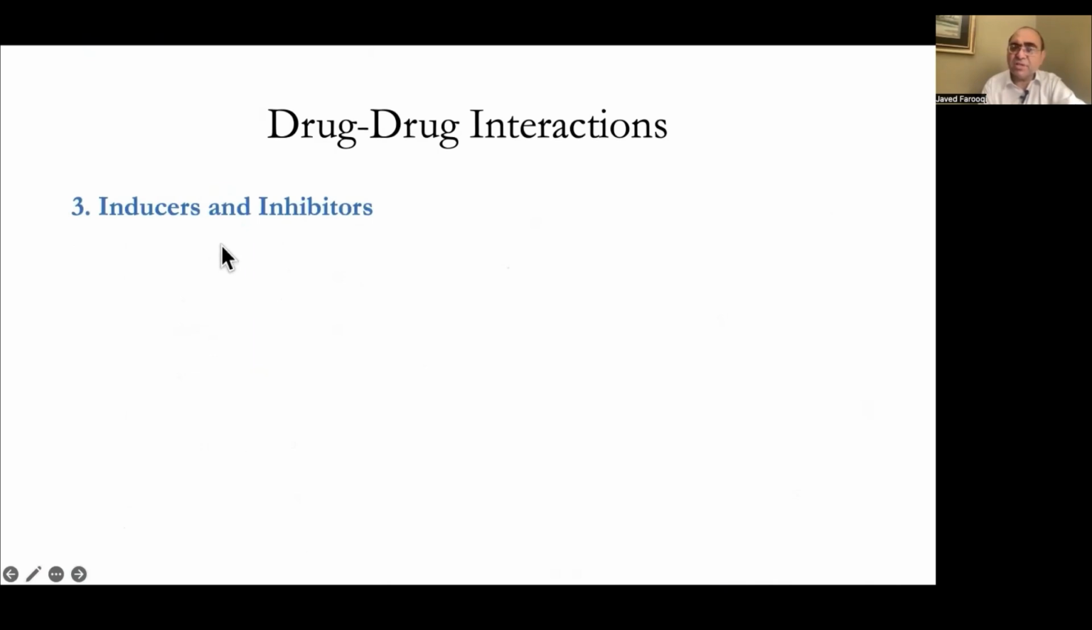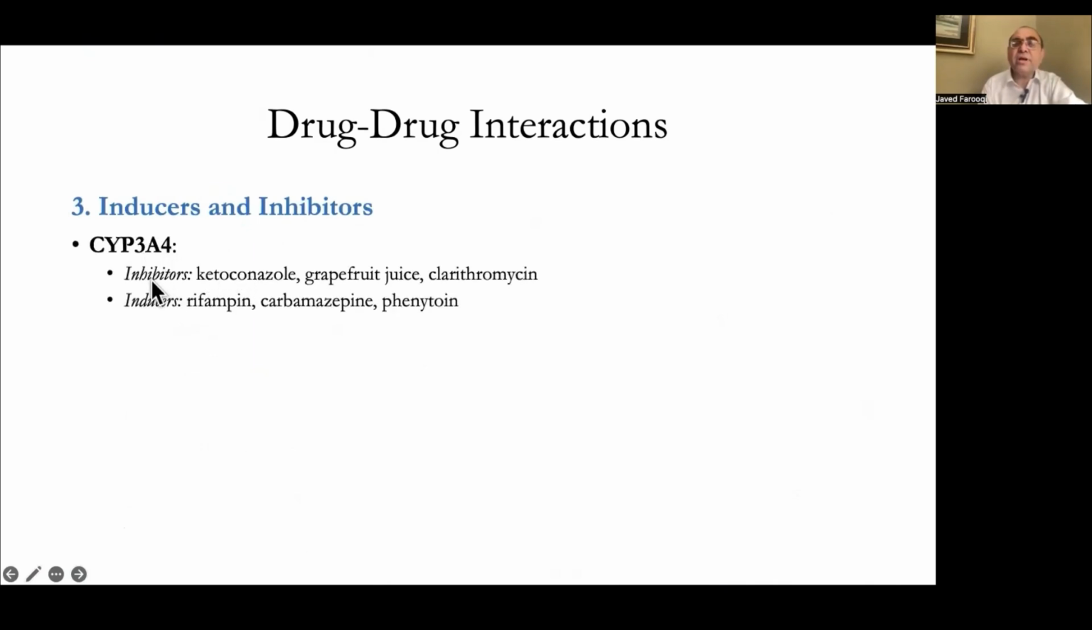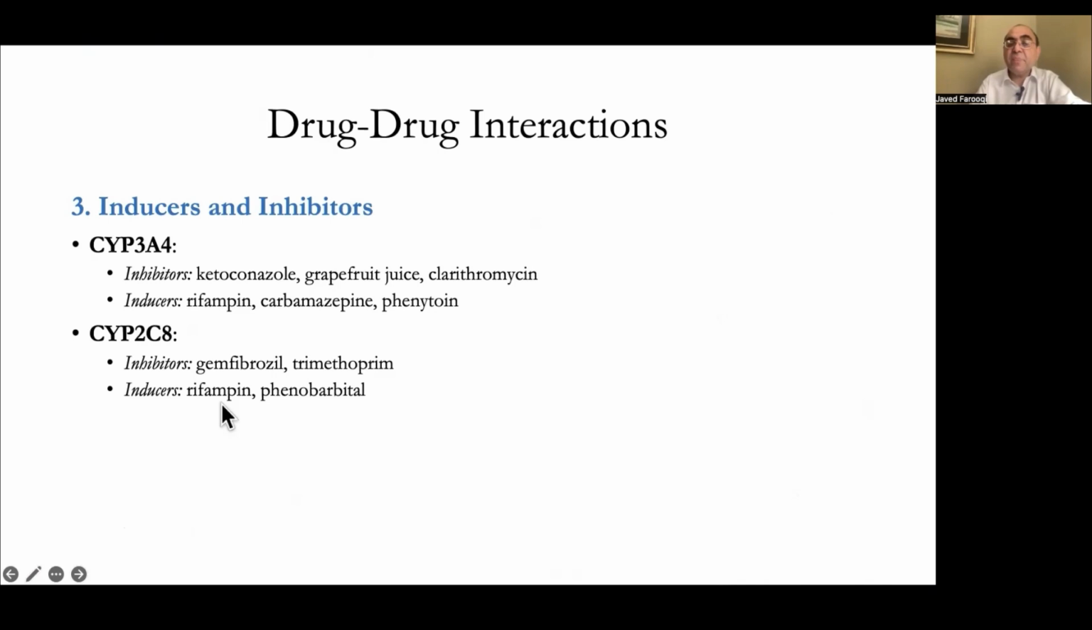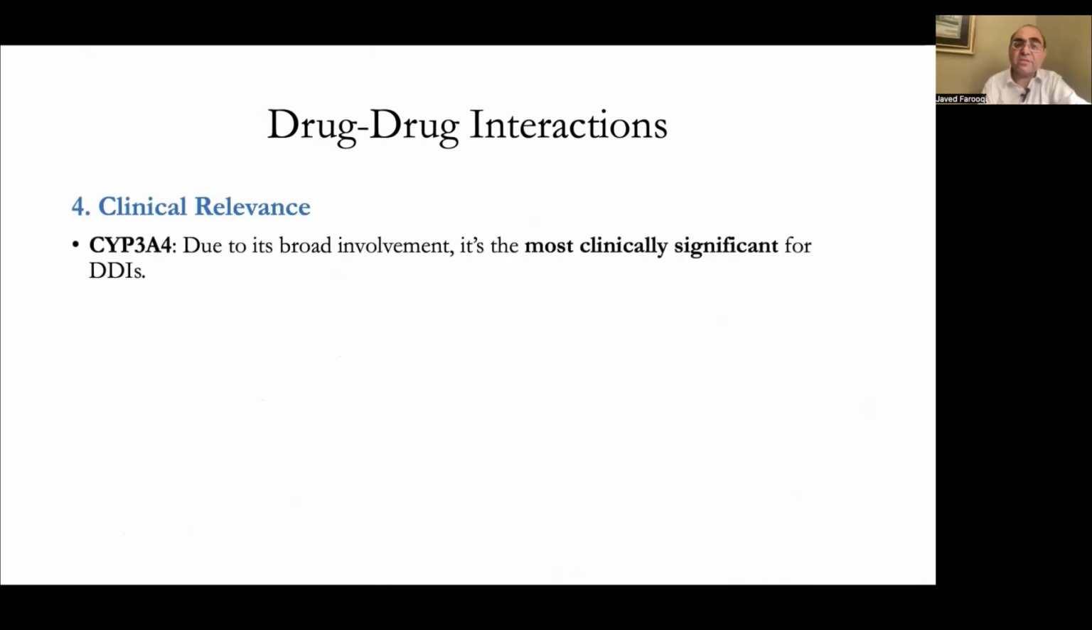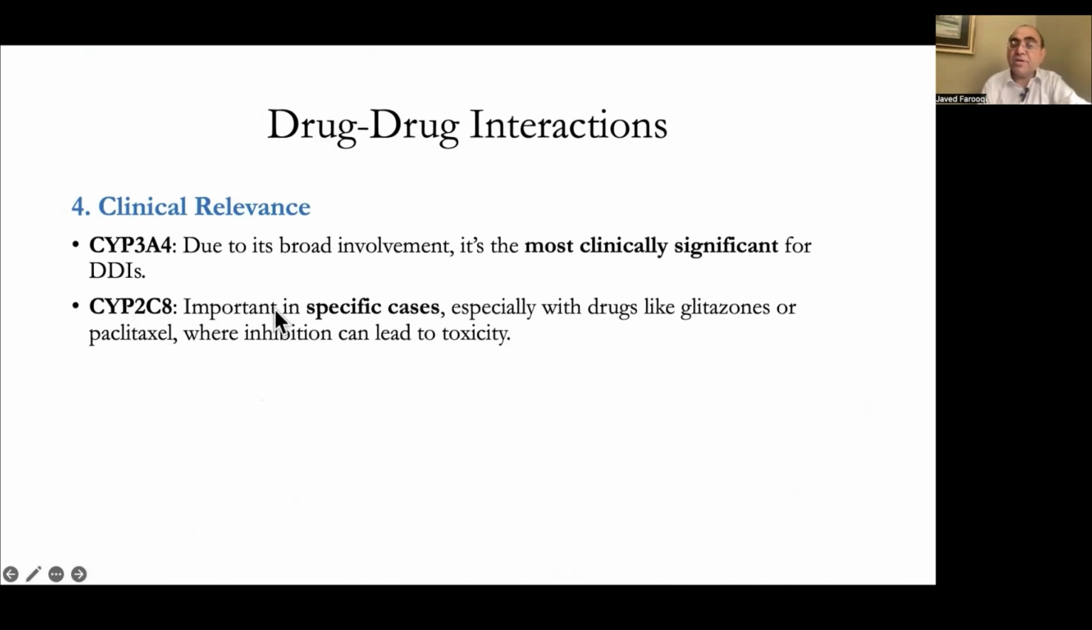The third aspect is inducers and inhibitors. For CYP3A4, inhibitors are ketoconazole, grapefruit juice, and clarithromycin, while inducers are rifampicin, carbamazepine, and phenytoin. Similarly, inhibitors of CYP2C8 are gemfibrozil and trimethoprim, while inducers are rifampicin and phenobarbital. The fourth difference is clinical relevance. CYP3A4, due to its broad involvement, is the most clinically significant for drug-drug interactions, while CYP2C8 is important in specific cases, especially with drugs like glitazones or paclitaxel, where inhibition can lead to toxicity.